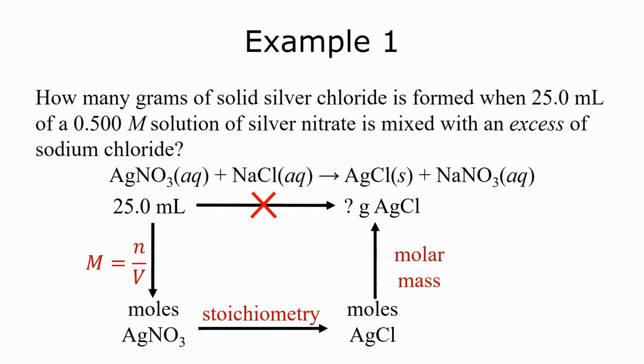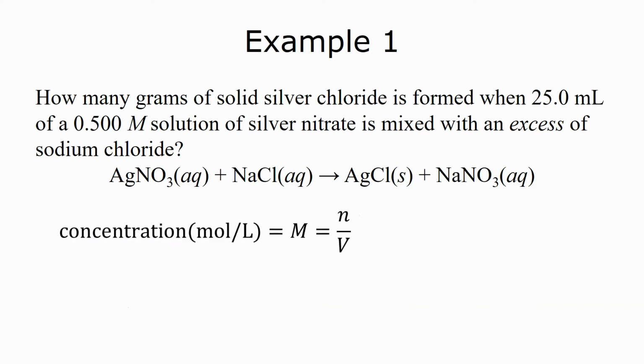Now normally, to convert between moles and something we're given, for instance mass, we would use molar mass, but we're not given mass of our silver nitrate solution. We're given volume, so we have to use molarity in order to calculate the number of moles. So using this equation, molarity equals moles per volume, or specifically moles per liter, we rearrange it to calculate moles by multiplying volume times molarity.